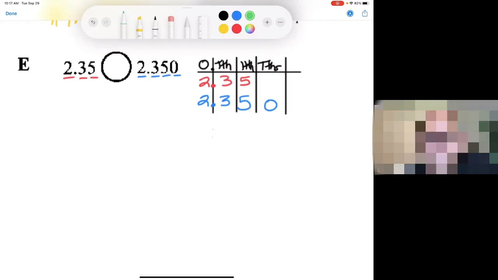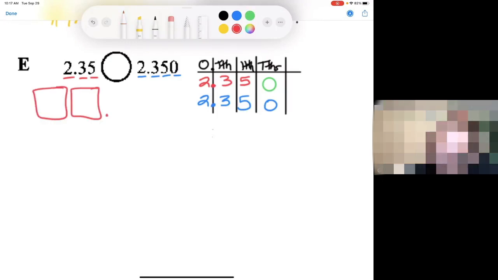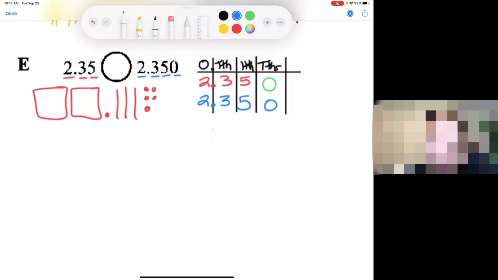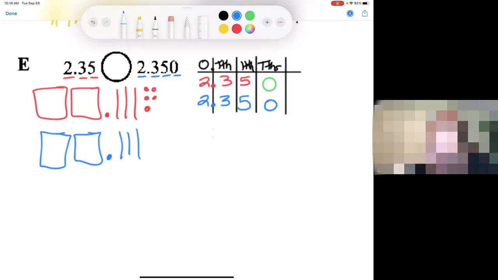Remember that if in one we have more digits than on the other one, we can put a 0 there. So here we could put that ghost 0. Why ghost? Because it's there, but it's not really there, right? But it's okay if you put it. Let's go ahead and sketch it. We have 2 wholes, so 2 and 3 tenths and 5 hundredths. And we're comparing it with 2 and 3 tenths and 5 hundredths. We have a 0, but we don't draw zeros.